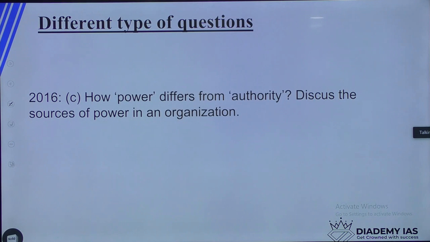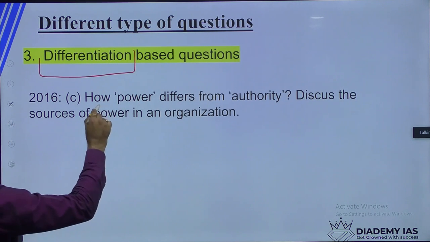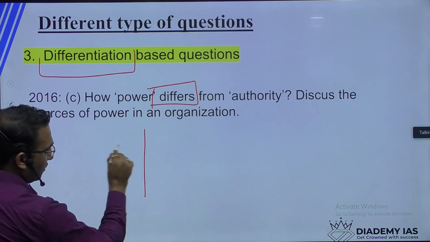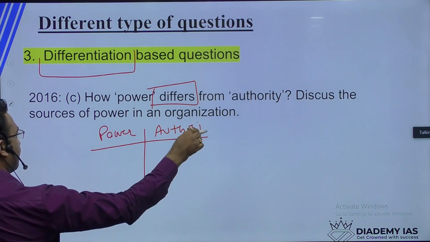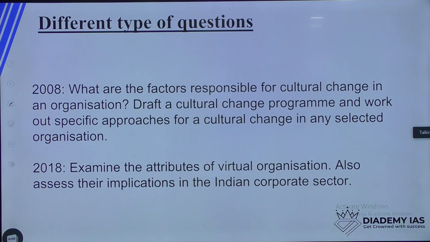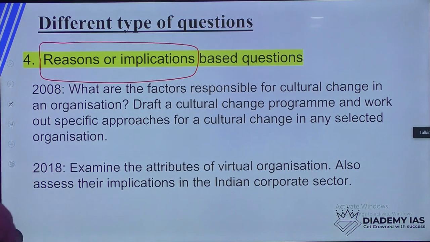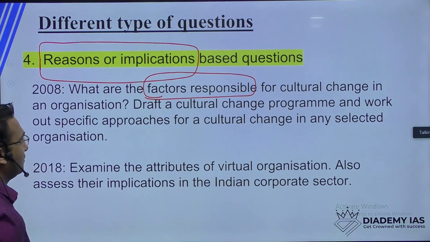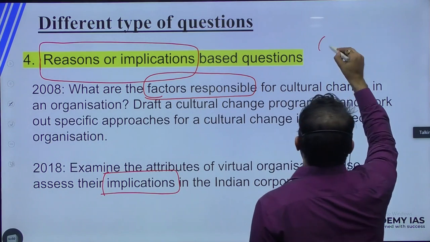Next is the third category, differentiation based questions. In the differentiation based questions, they will clearly ask the differences. They will ask you to distinguish between them. Okay, so you can make a table. Power, authority. Make a table and write it very clearly, right? Next is critically examine based questions. In fact, sorry, reasons and implication based questions. So in reasons and implication based questions, either they will ask the reason, like what are the factors responsible for cultural change in the organization, or they will ask about the implications. So they're asking the cause-effect relations.